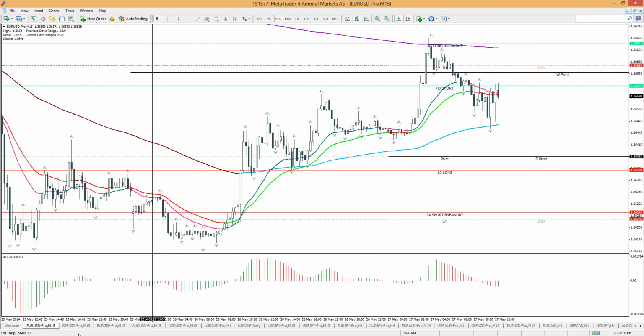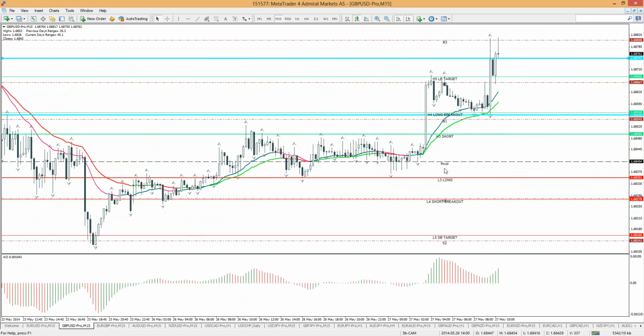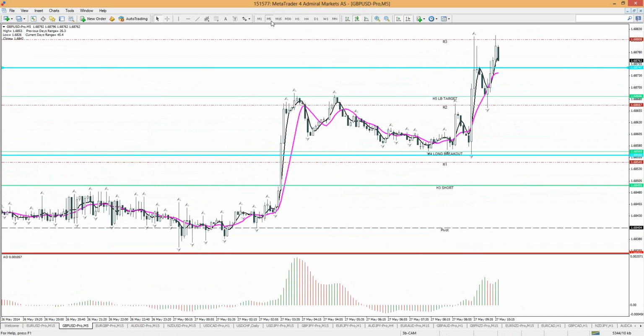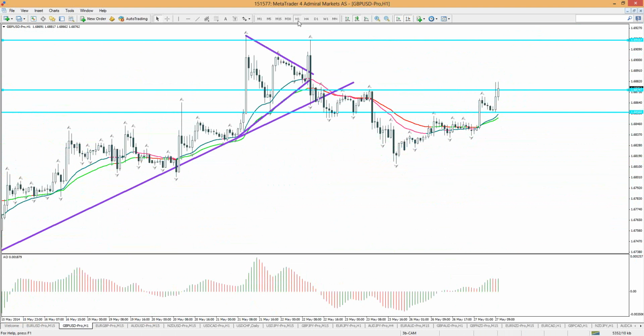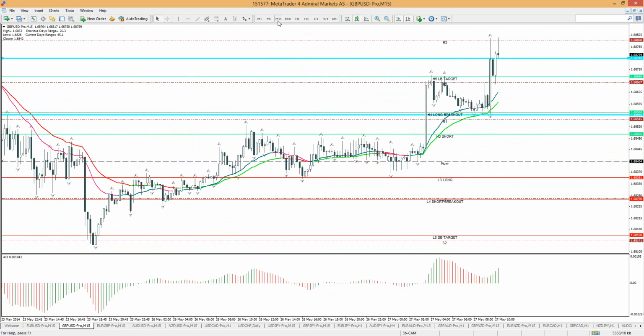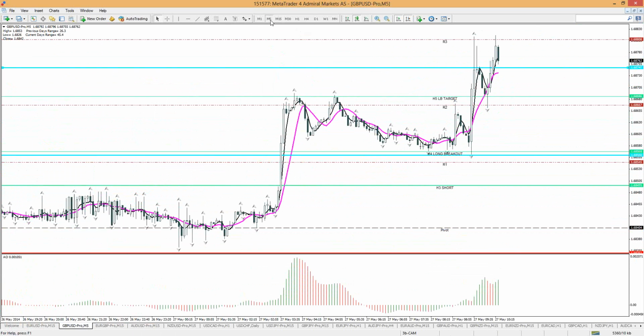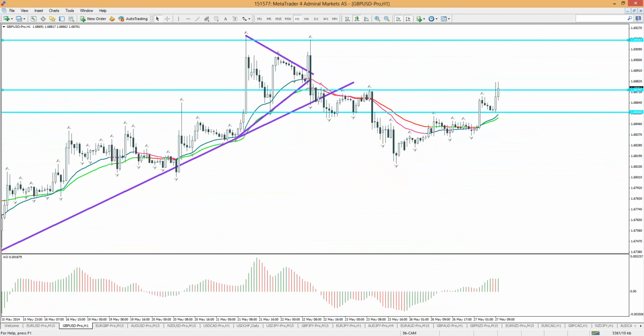Euro dollar is still bouncing back and forth. Pound dollar made a bounce still to the upside. Still looking for some bigger consolidation personally. Let's keep an eye on it. The dollar yen.